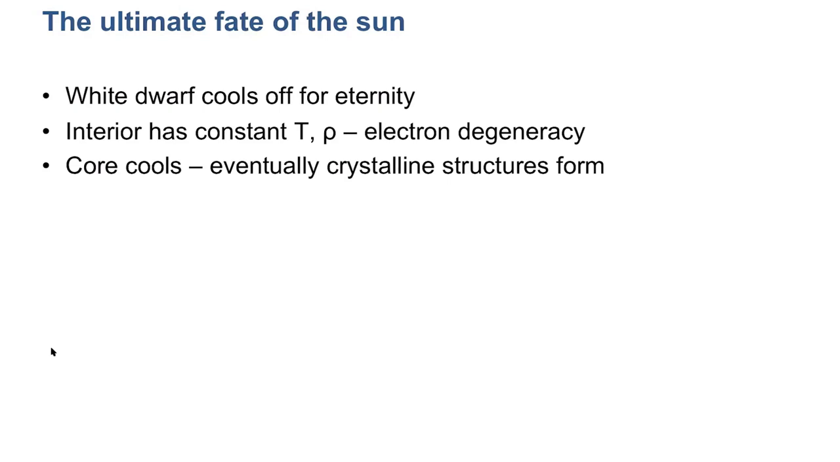As this thing cools over billions and billions of years, basically it's made of carbon, and eventually it gets cool enough that crystalline structures will form, and the entire thing will become a crystallized carbon thing. What is a crystallized carbon thing? It's basically a diamond, right? This thing is going to turn into a giant diamond, which has almost the mass of the sun and almost the size of the Earth.